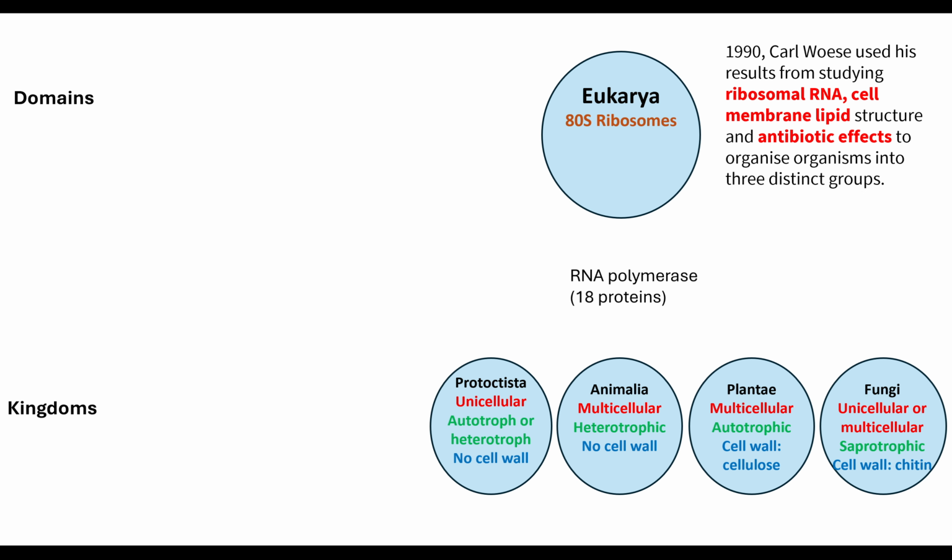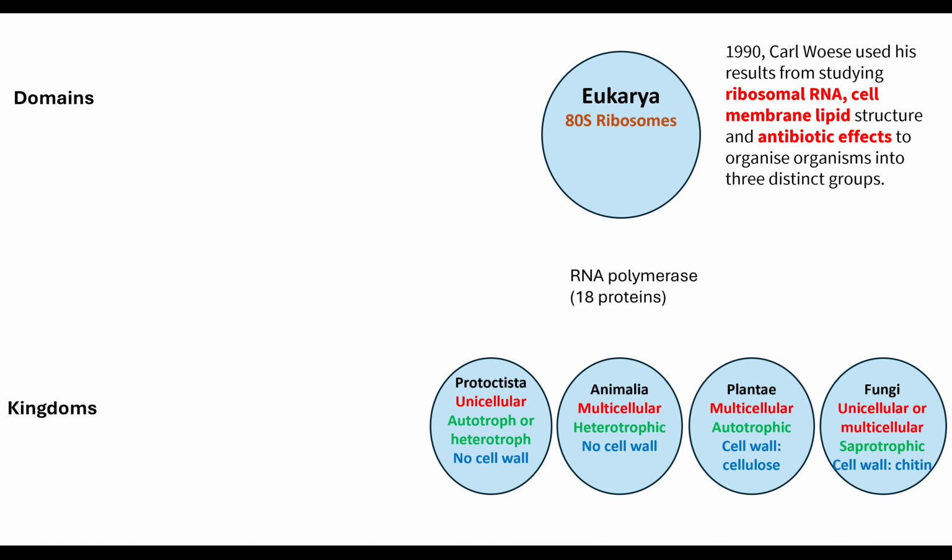So we can see our protoctista, Animalia, plantae, and fungi, and you can see some distinguishing features. Are they unicellular? Are they multicellular? Do they have a cell wall? Do they not have a cell wall? What is that cell wall made out of? And what is their feeding procedure that they do?